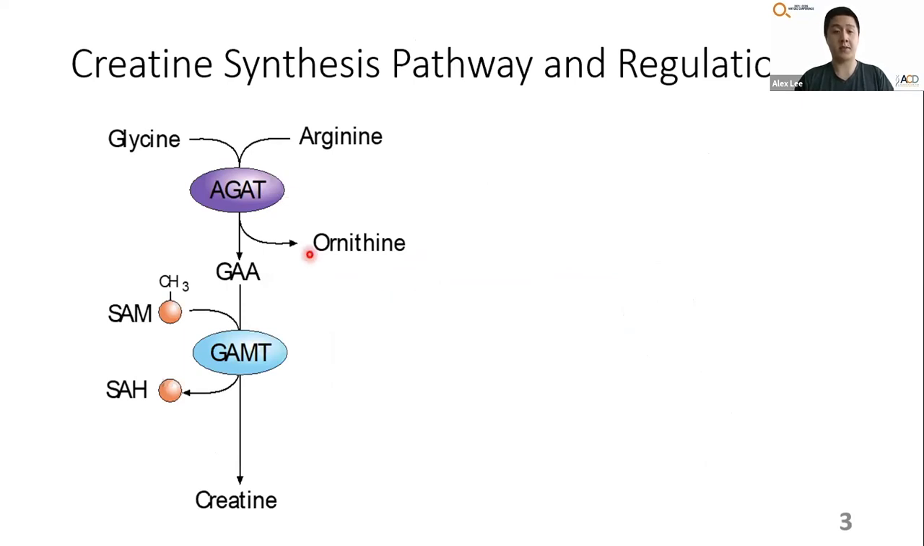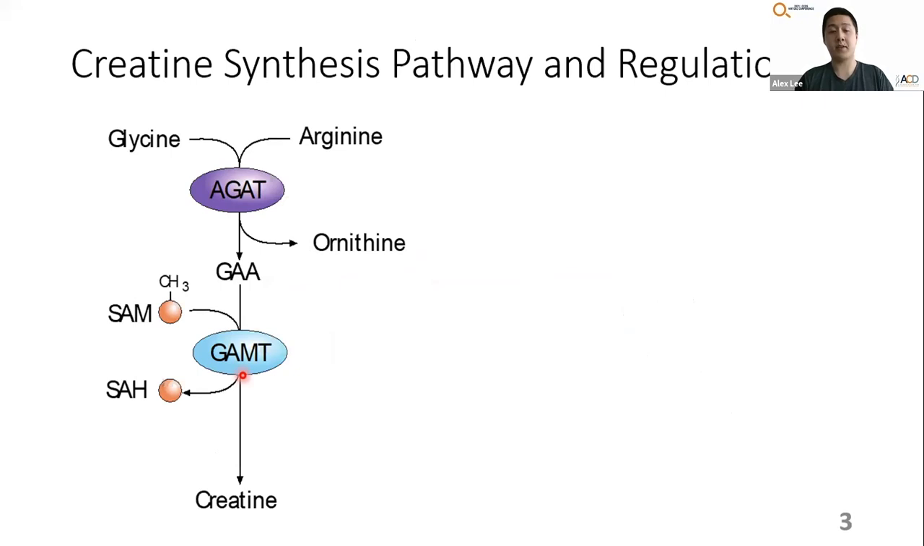The first is arginine glycine aminotransferase, or AGAT, and this uses glycine and arginine to synthesize guanidinoacetate, as well as ornithine as a byproduct. GAA can then be converted into creatine through the activity of guanidinoacetate methyltransferase, or GAMT, and this is done using S-adenosylmethionine as a methyl donor to facilitate this reaction.